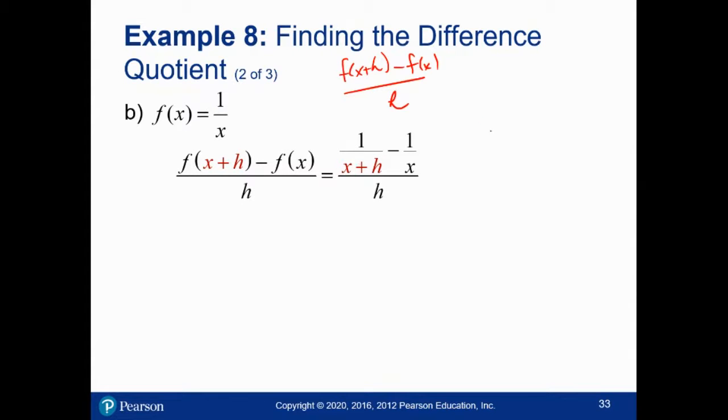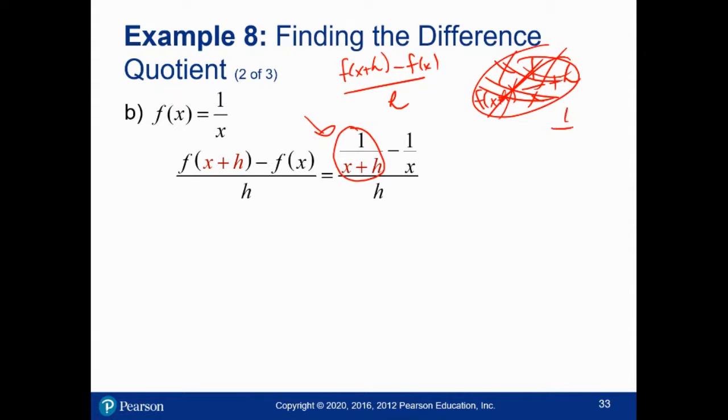Notice that here, x plus h is entirely in the denominator. I do not get 1 over x plus h. f of x plus h is 1 over x plus h, which is not the same thing as 1 over x plus 1 over h. Fractions don't work like that. It's just 1 over x plus h.